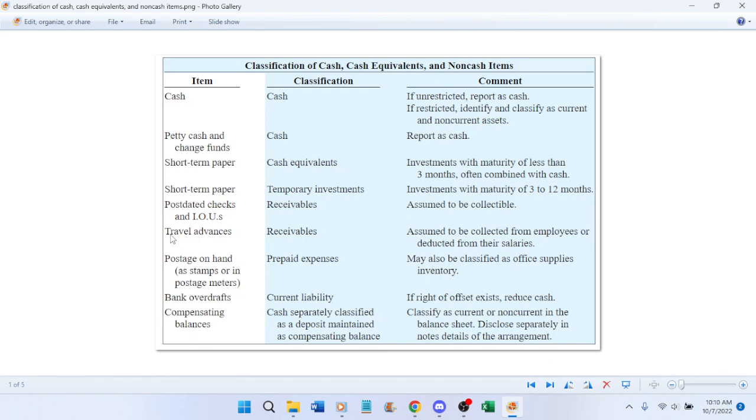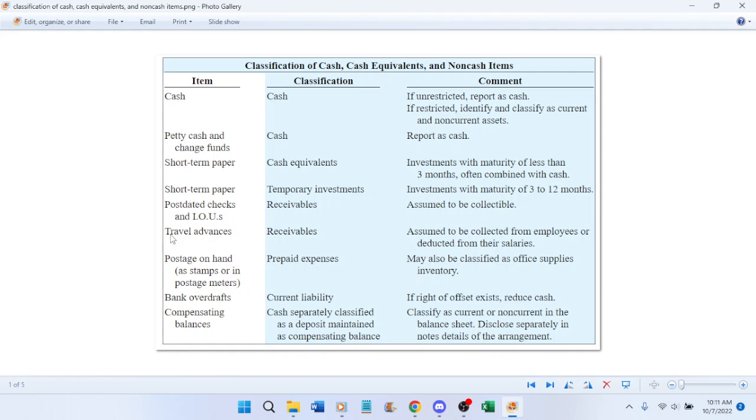If unrestricted, report as cash. If restricted, identify and classify as current and non-current assets. If it's restricted cash, you do not classify it as cash. You classify it as restricted cash. Petty cash and change funds are reported as cash. Short-term paper, cash equivalents: investments with maturity of less than 3 months, often combined as cash.